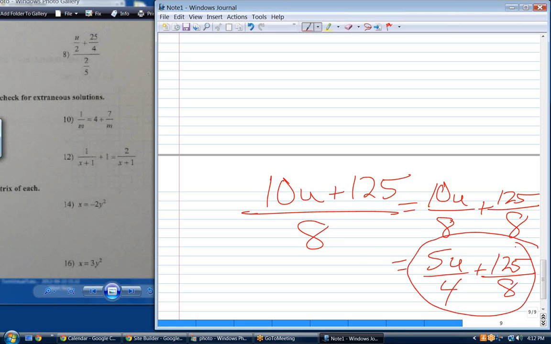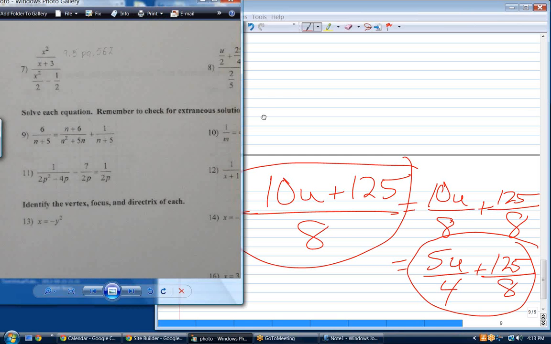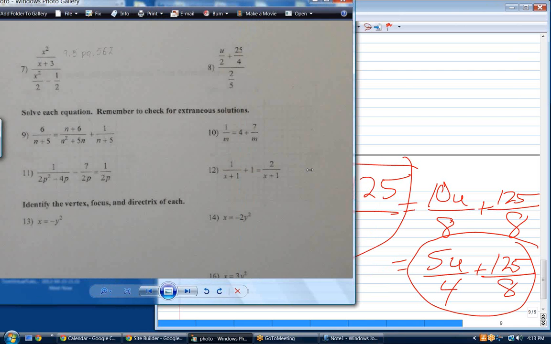So that could be my final answer, but this also could be a final answer. Either one of them. I'm not sure the one on the right is really more simplified than the one on the left. Yeah, I don't think it is. Okay. Kind of depends on what your teacher is looking for there. Okay, so remember to check for extraneous solutions.